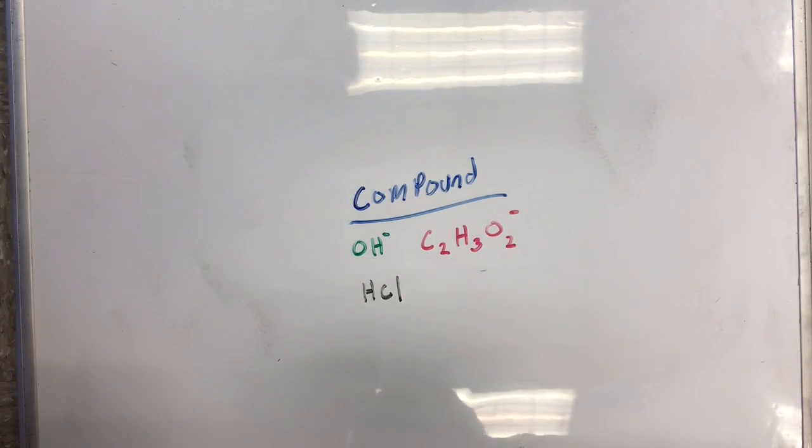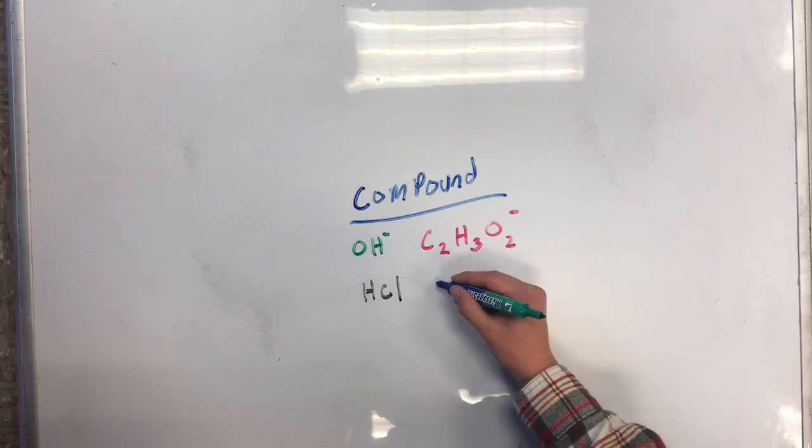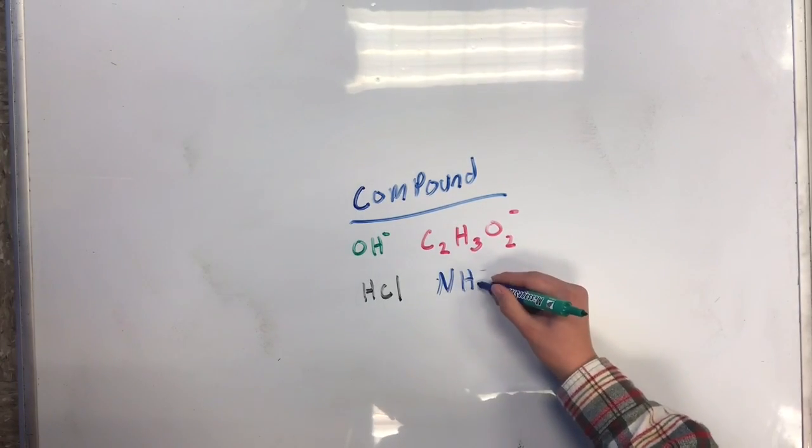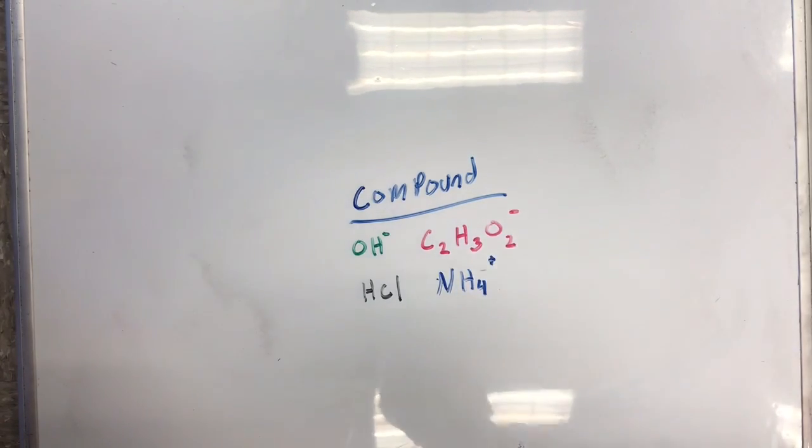Other examples of compounds are acetate, which has carbon, hydrogen, and oxygen, and is written C2H3O2, or hydrochloric acid, which is written HCl, or ammonium, written NH4.